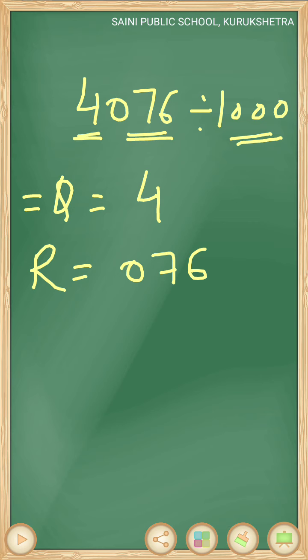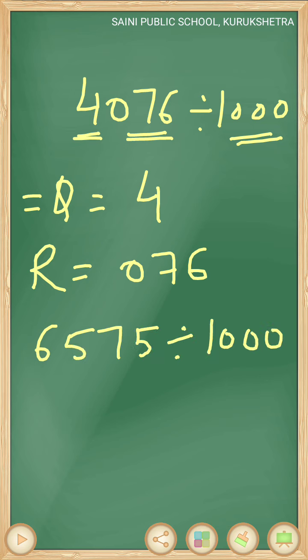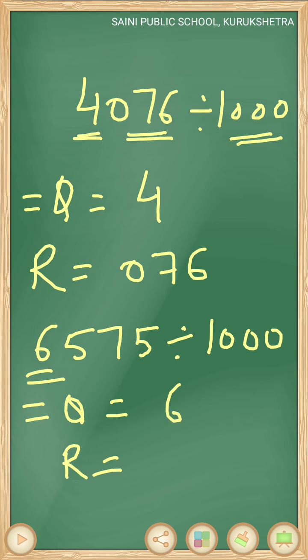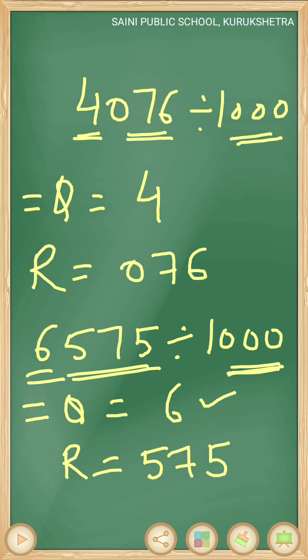Let us discuss another example. For example, I am writing here 6575 divided by 1000. What will be its quotient and what will be its remainder? The quotient will be the first digit 6, and here there are 3 zeros, so the last three digits will be its remainder. The quotient is obtained by removing the last three digits from the number and these last three digits form the remainder.